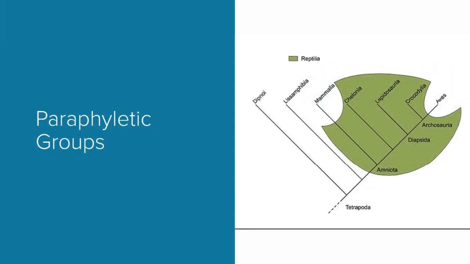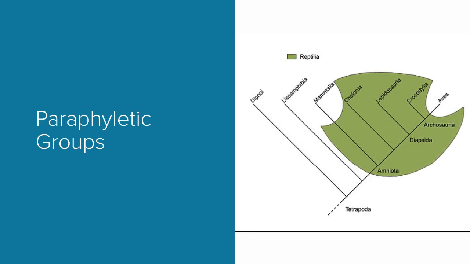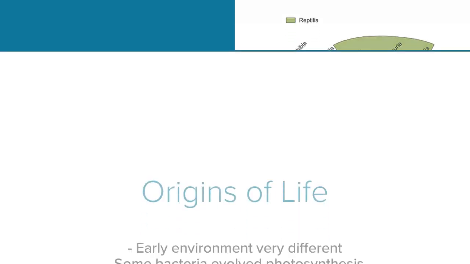The final type of group that you might be asked to identify on a phylogenetic tree are paraphyletic groups. And so these are groups where some, but not all descendants are from the same common ancestor. And so the easiest way I like to think about it is just think about a monophyletic group, but just remove a couple of the species within that monophyletic group.